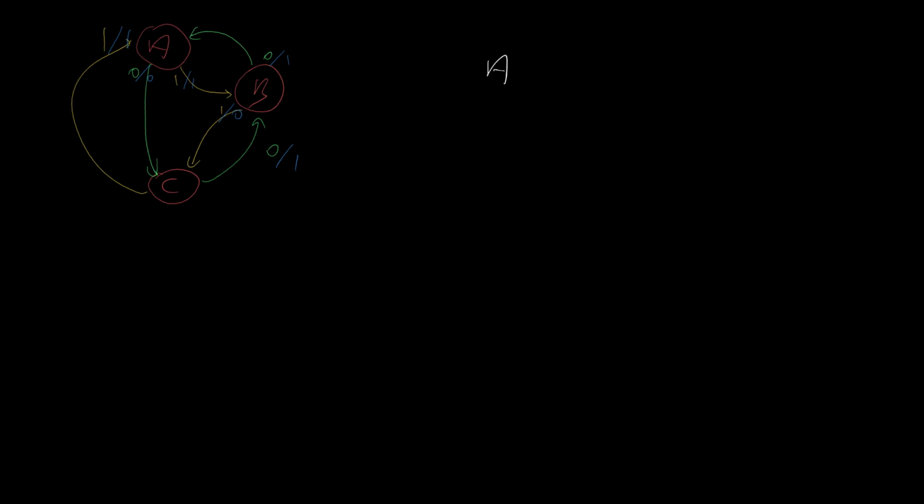So if I'm in state A, my output might be a 0, or I can be in state A and my output might be a 1. I could be in state B with an output of 0, I could be in state B with an output of 1, I could be in state C with an output of 0, or I could be in state C with an output of 1.